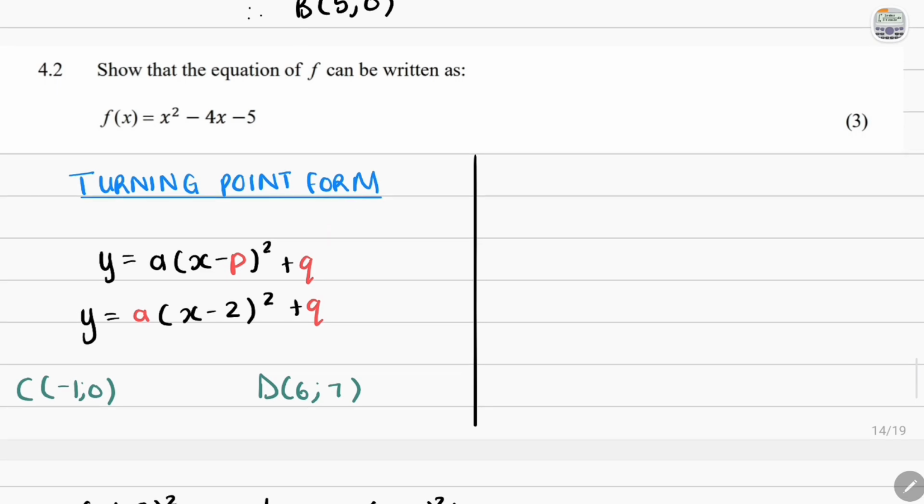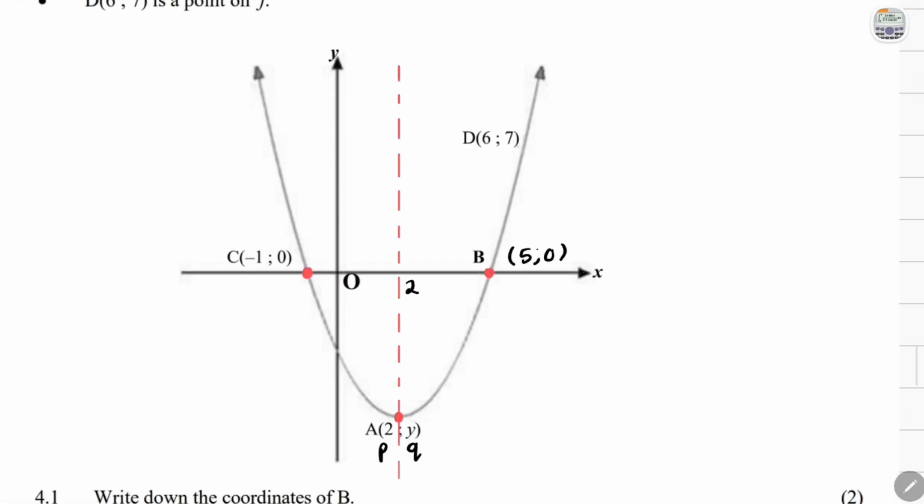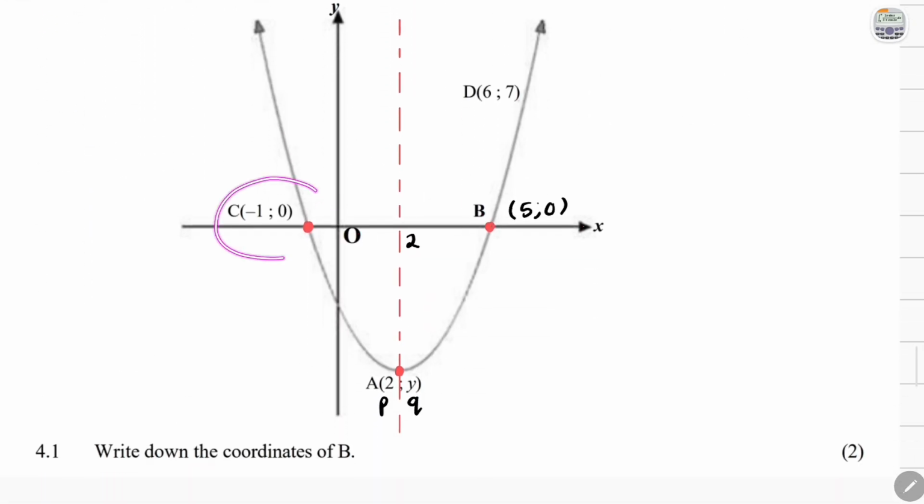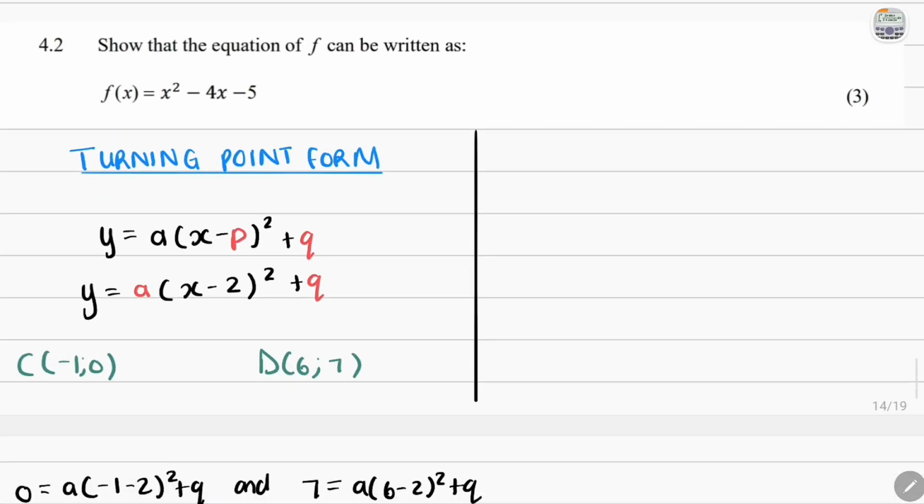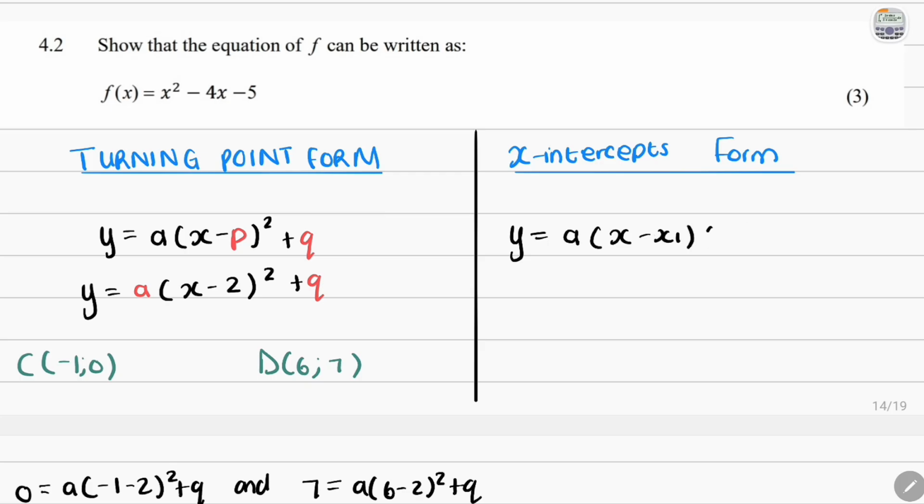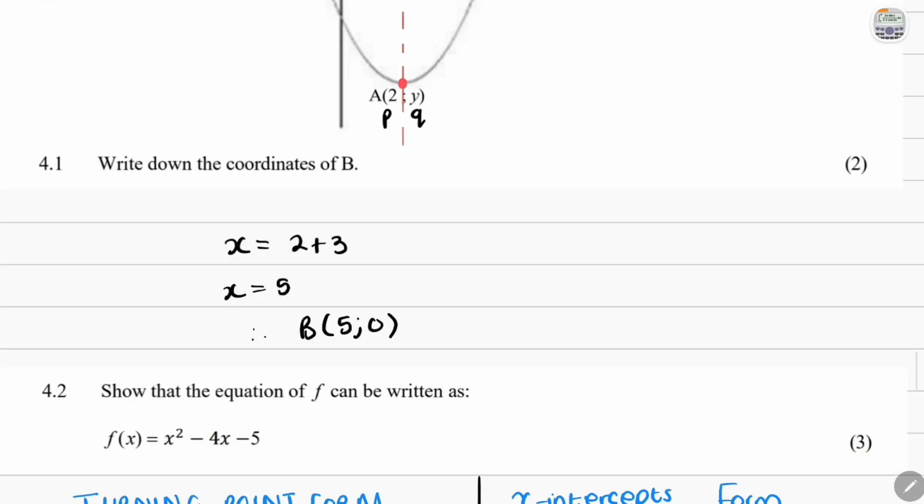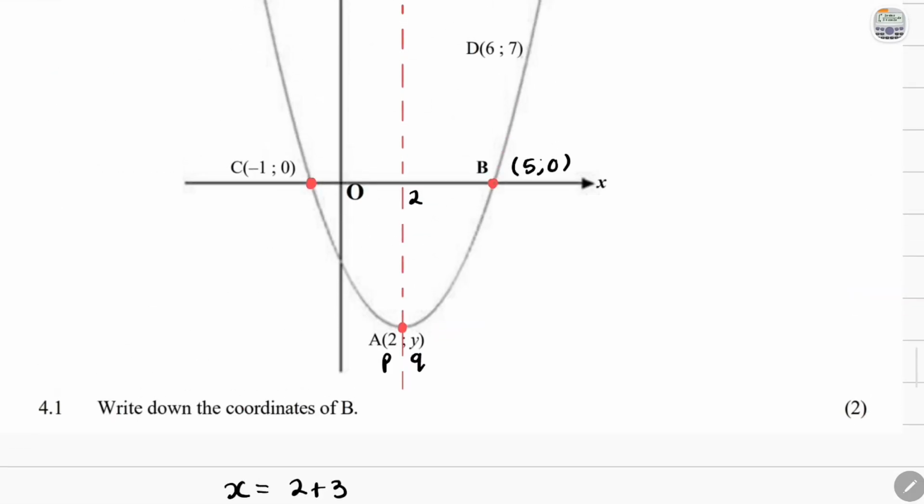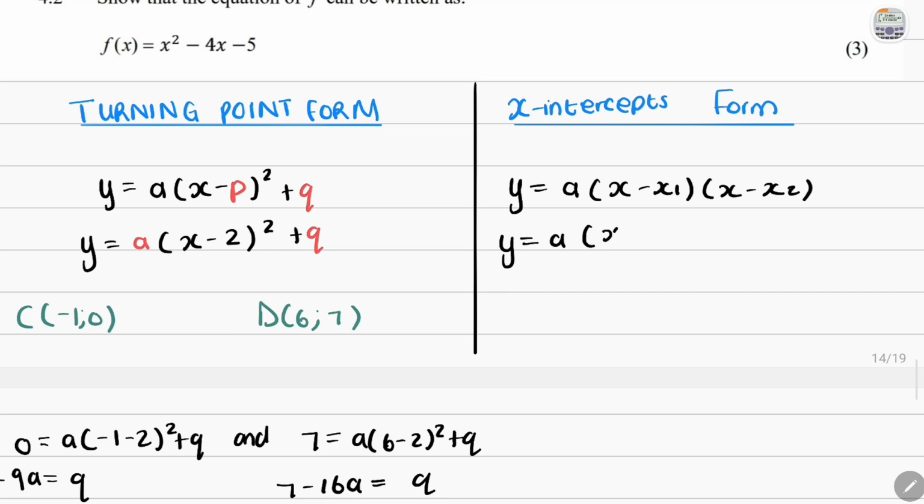And then we could also have worked through this, looking at the kind of points that we were given. We have x-intercepts, okay, and then we have another point. So what we could have used is the x-intercept or the roots form. So that would be y equals a multiplied by x minus the first root, x1, and then x minus x2. And then we would just substitute that. So a, and then we put down our x1 and x2. So that's -1 and 5. So x minus -1 gives you a +1, and then x minus 5.